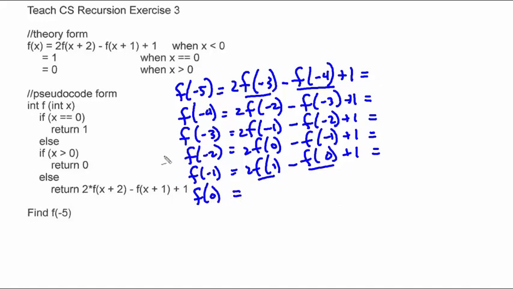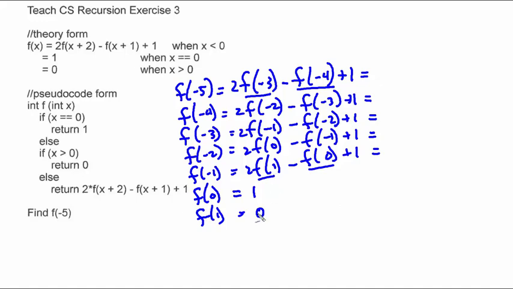That's a base case. So if x is equal to 0, return 1. The answer is 1. The function of 1 is another base case. If x is greater than 0, return 0. Answer is 0. So now we have answers we can start plugging back in.